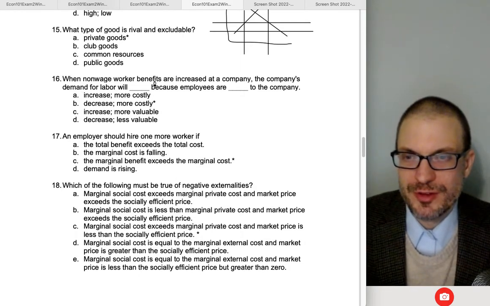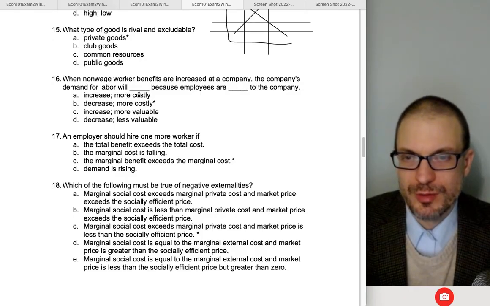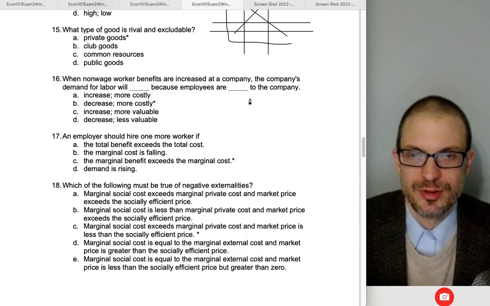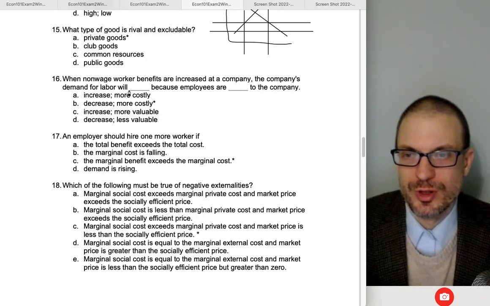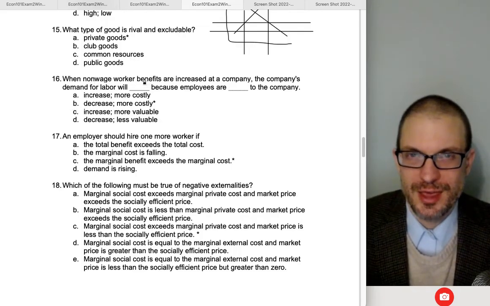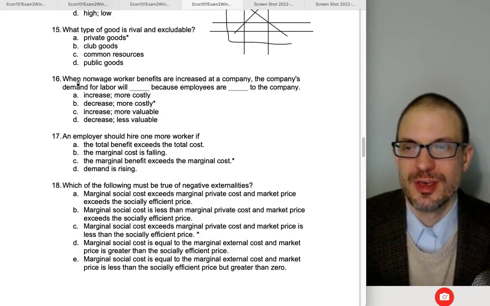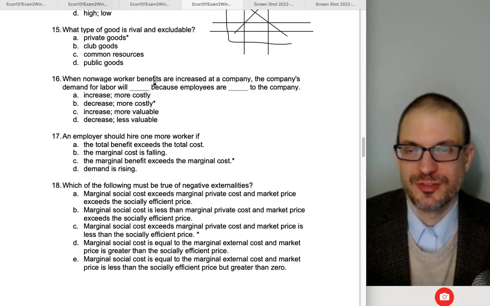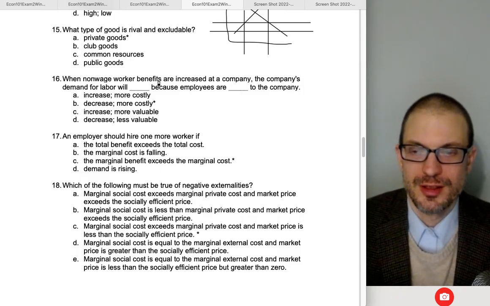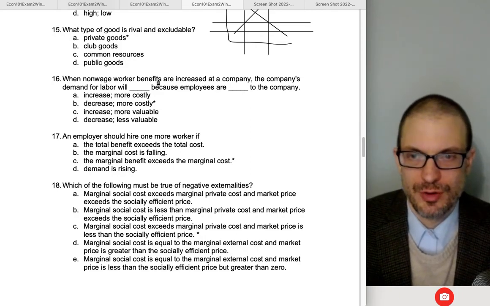When non-wage worker benefits are increased at a company, the company's demand for labor will blank because employees are to the company. Demand for labor will decrease because employees are more costly. So that's this one. To think about what's going on here, non-wage worker benefits, who is paying those? The company pays this. This is like health insurance. This is like other types of benefits that are offered by the company, right? So they're paying for it. That's raising the cost of acquiring each worker.